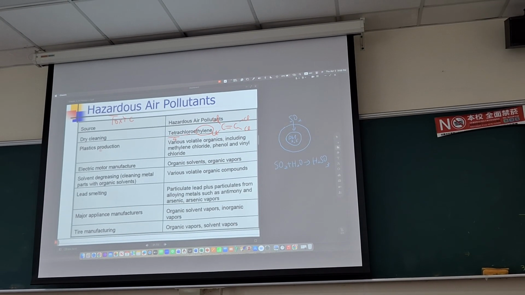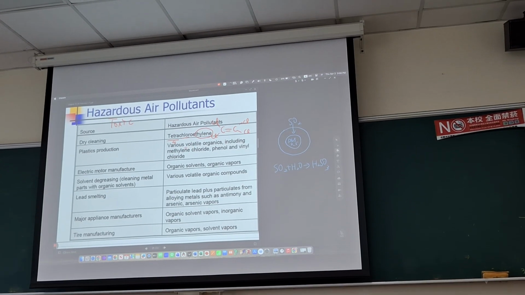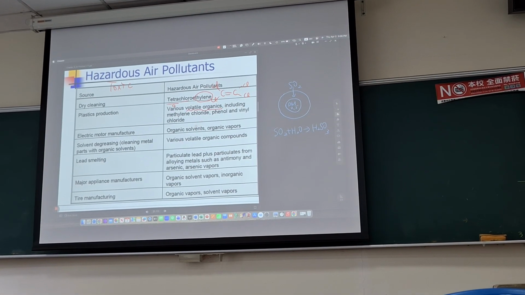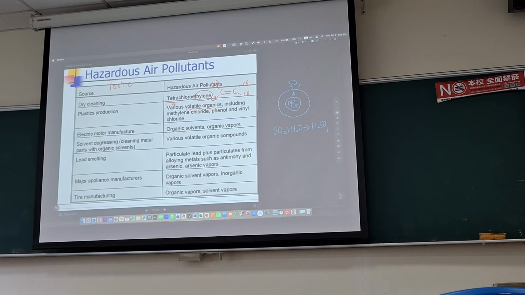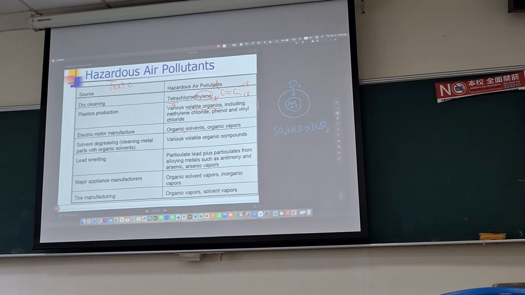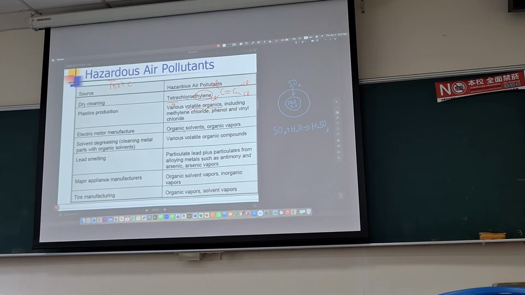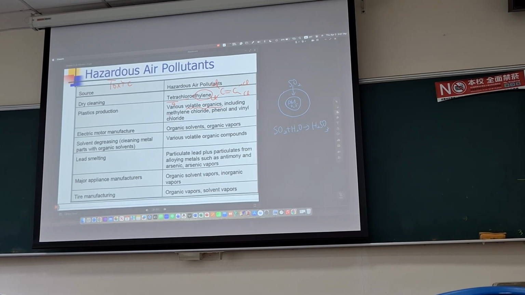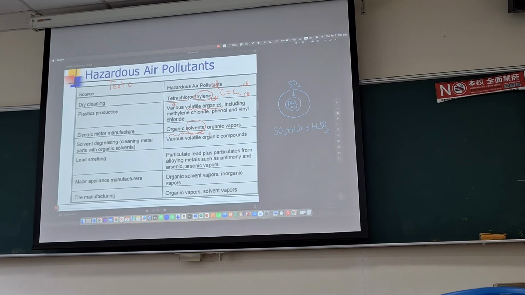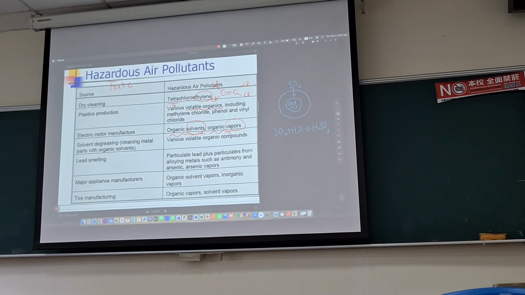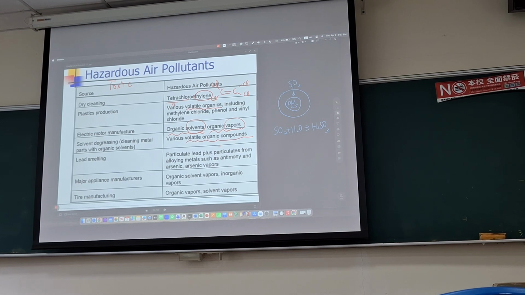Okay, plastics production will generate VOC. VOC stands for volatile organic compounds. The electric motor industry will use lots of organic solvent and generate lots of organic vapors. Those organic vapors and solvents are toxic. They will cause cancer. Solvent degassing will generate VOC as well.